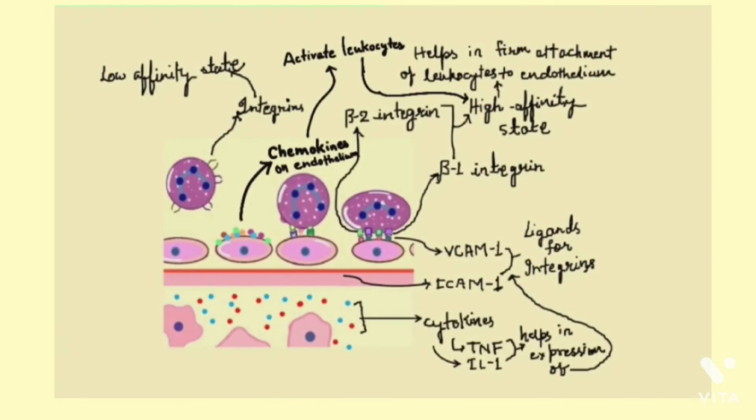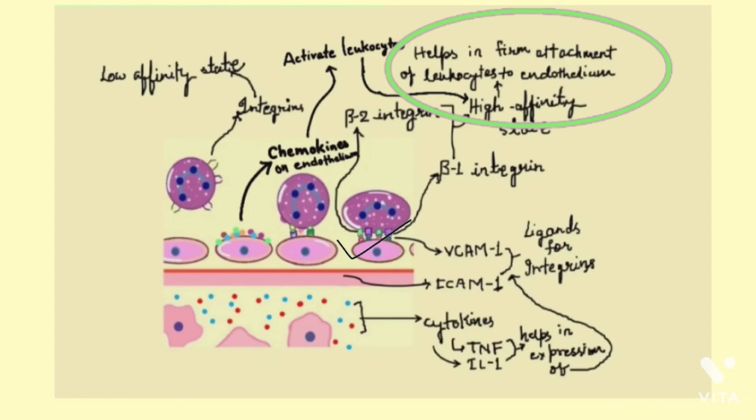Now, let us study about the role of integrins. These molecules are normally expressed on surface of leukocytes in low affinity state. During inflammation, chemokines get attached to surface of endothelium and activate the leukocytes. Activation of leukocytes increases the affinity of integrins. Since the affinity of integrins is now high, the leukocytes bind firmly to endothelium.